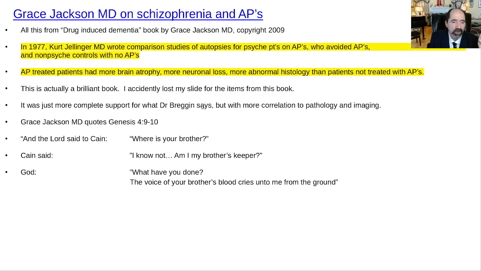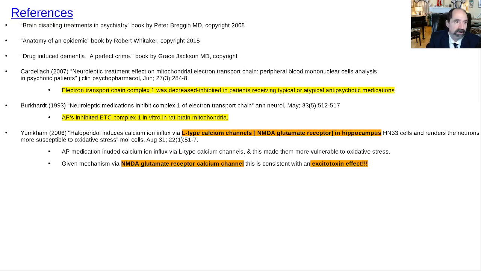Grace Jackson quotes Genesis, and she says, "And the Lord said to Cain, 'Where is your brother?' And Cain said, 'I know not. Am I my brother's keeper?' And God said, 'What have you done? The voice of your brother's blood cries unto me from the ground.'" So that's kind of like what Bregan said. People need to love each other and be nice to each other, or they just end up hurting each other.